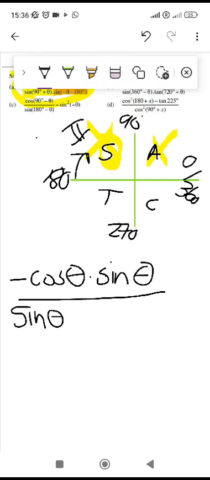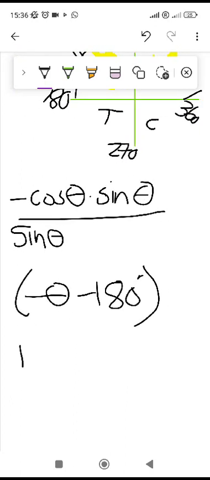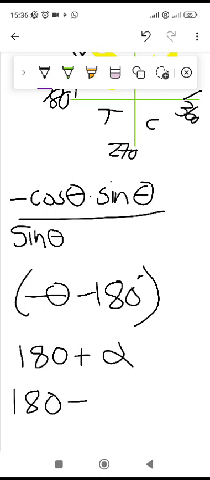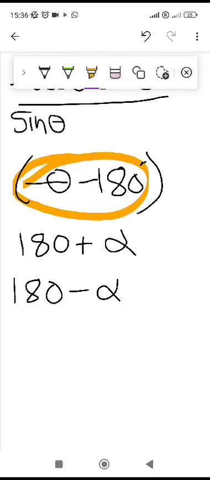So let's first consider what's inside the bracket. We have a negative theta and we have a minus 180 degrees. That's inside my bracket, right? Now we are used to having something that looks like 180 plus or 180 minus. This looks a little different, so we want to see 180 plus a certain angle, or 180 minus a certain angle. And what we have above here doesn't look like either of those, so we're going to do some manipulation to get it to look the same as what we want.